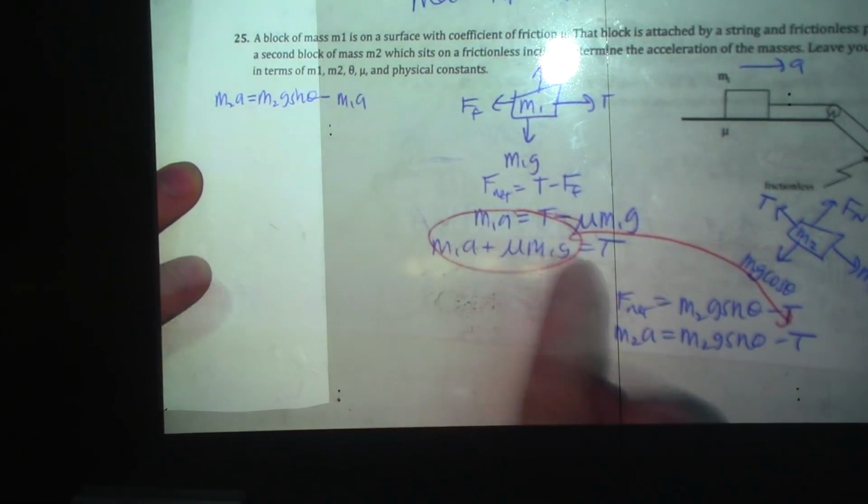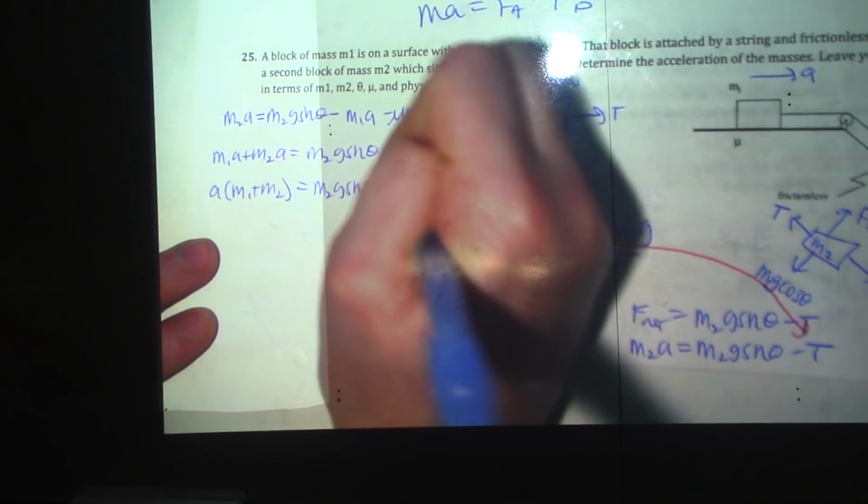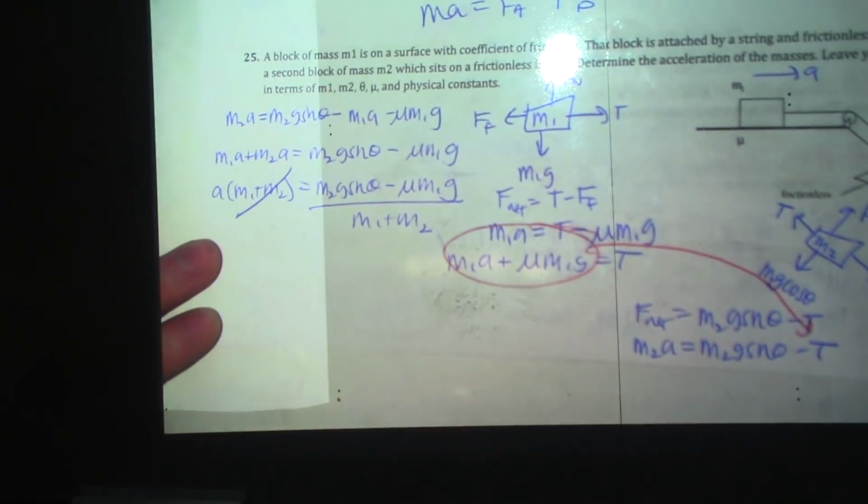Let's move over here. I've got M2A equals M2G sine minus. Make sure you distribute that minus because we're subtracting all of this term. So minus M1A minus mu M1G. We're trying to get A, so I need to get all the A's together. So that's M1A plus M2A equals M2G. And then now you pull out an M like this, and I'm going to divide all of that over so that now I have A by itself, and that is my A.